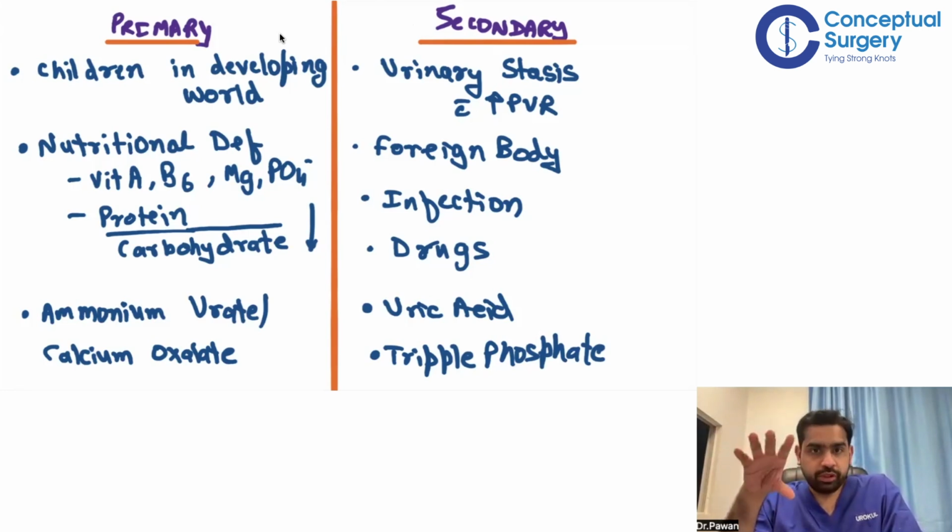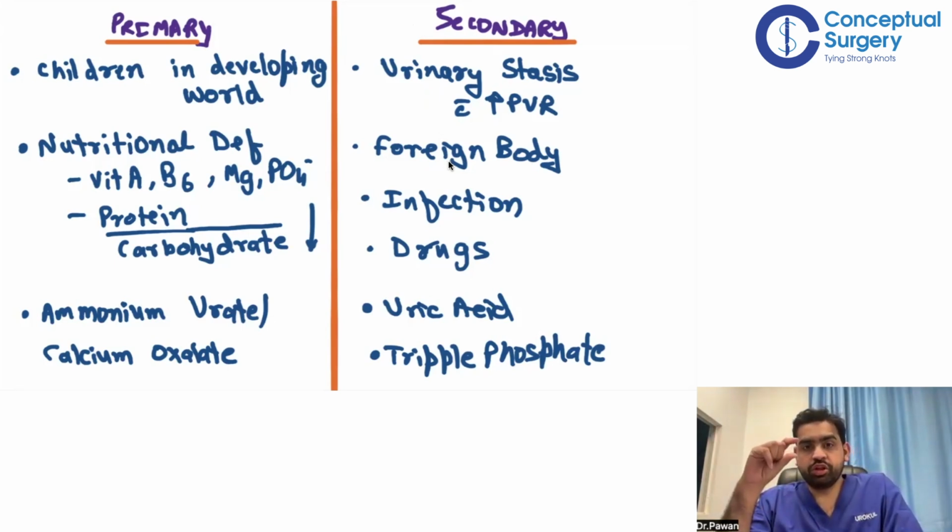Okay, so what happens is because of this, there is a urinary stasis, and because of this particular urinary stasis, there is a formation of a calculus inside the bladder. This is what is called the secondary bladder calculus. This can happen, let's say, if there is some kind of foreign body inside the bladder. How can this happen?